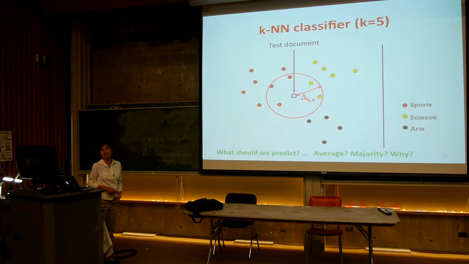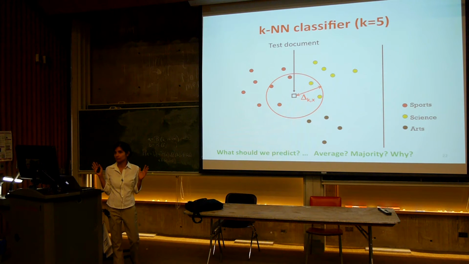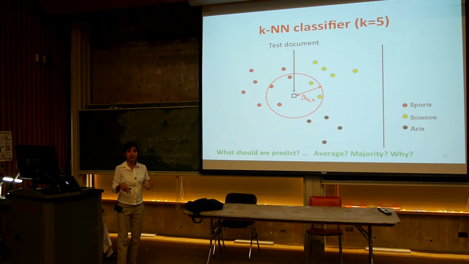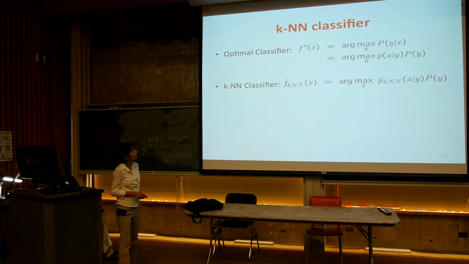And we'll see that actually this is a very simple classifier. You pick a certain number of nearest neighbors and you do the majority vote. A very simple, very intuitive classifier. It will pop out as if we were trying to do KNN density estimation and plugging that into our Bayes optimal classifier. So how does that work?